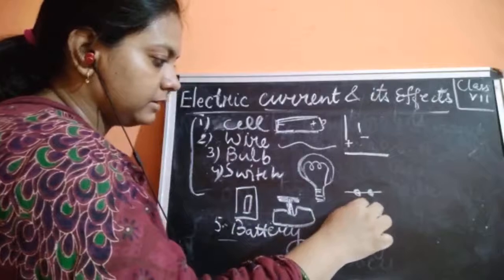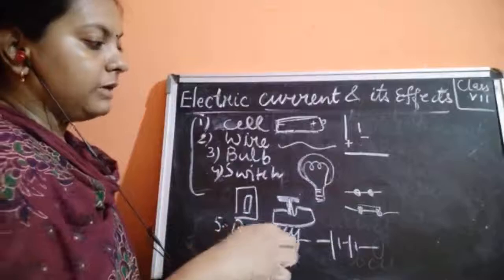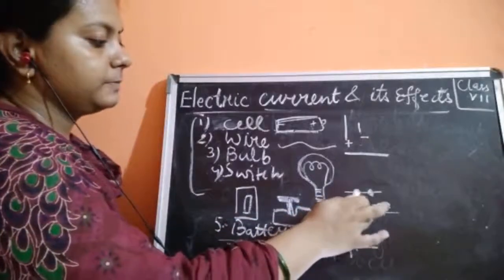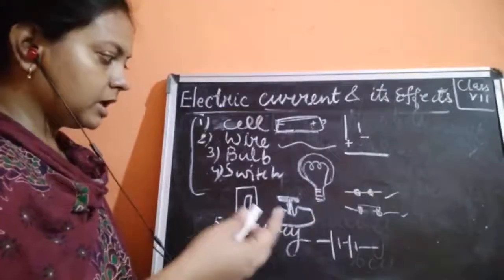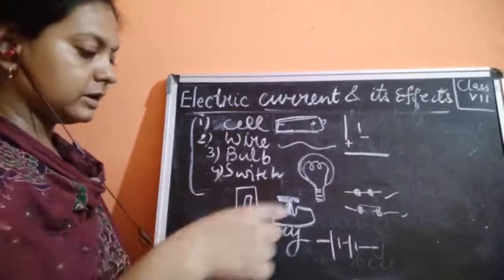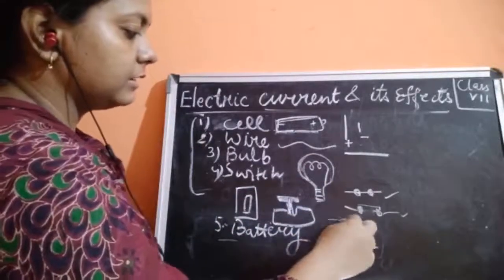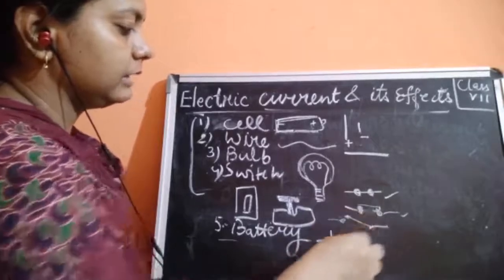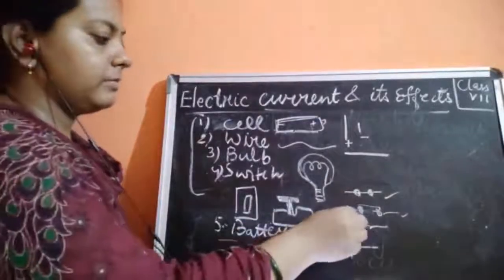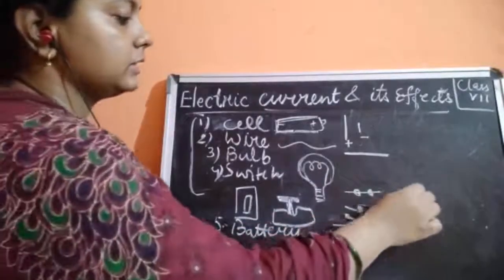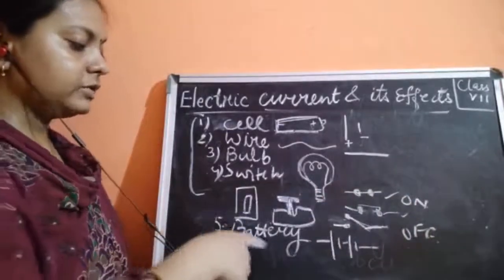In your book it is given like this, so both are correct. This is a switch in on condition, which means the current is flowing. Now what about the off condition? You could show it like this: you will open the gap. This is the on switch, and this is the off switch.